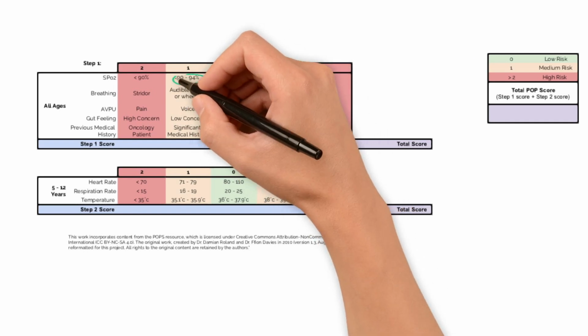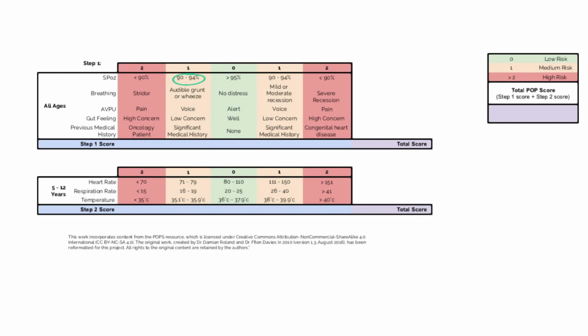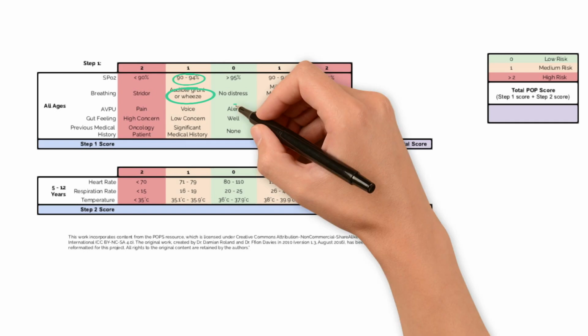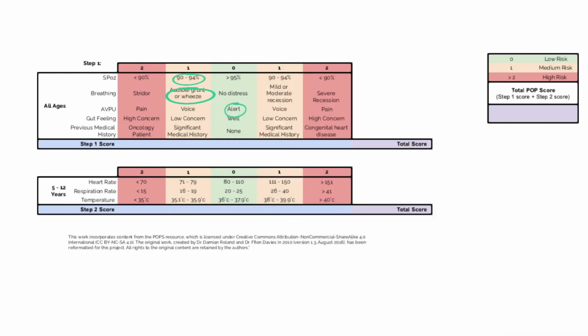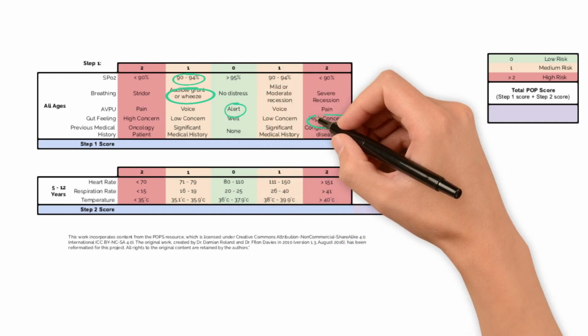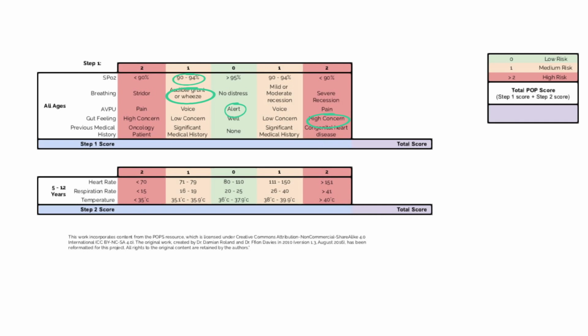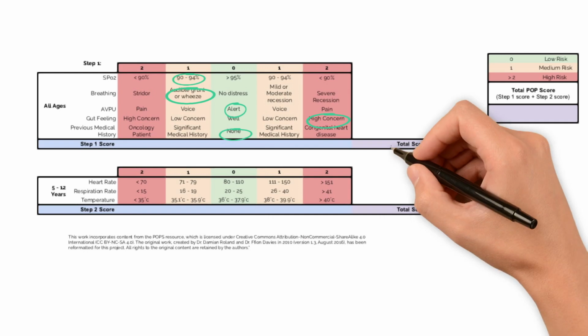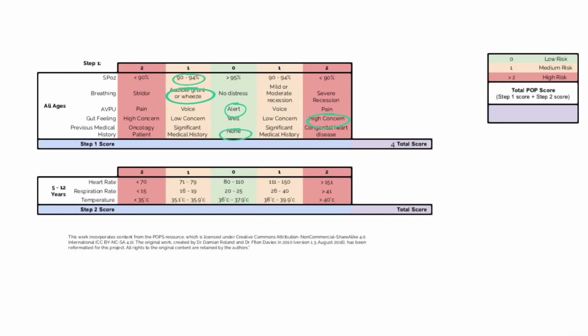His oxygen saturations are 92%, scoring a 1. He has an audible wheeze, scoring another 1. He is alert, which scores 0. However, you have a high concern for gut feeling, which scores 2. He has no previous medical history, scoring 0. His heart rate is 135 beats per minute, which scores a 1. His respiratory rate is 30 breaths a minute, scoring another 1.